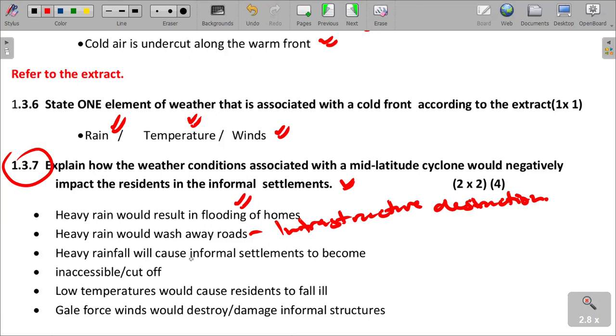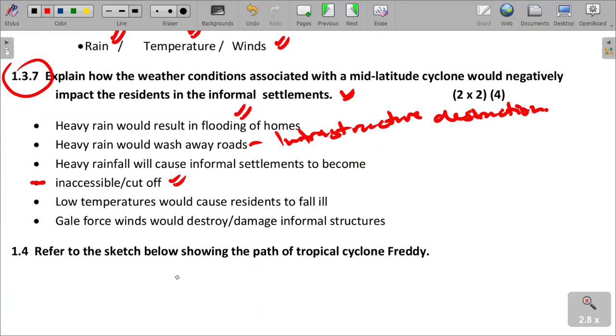Rains will also cause informal settlements to become inaccessible. People cannot get into these informal settlements. Remember again, there are no roads there. The roads may be there, but they are gravel roads, so they are washed away by the rains, and therefore we would have problems accessing the informal settlements.